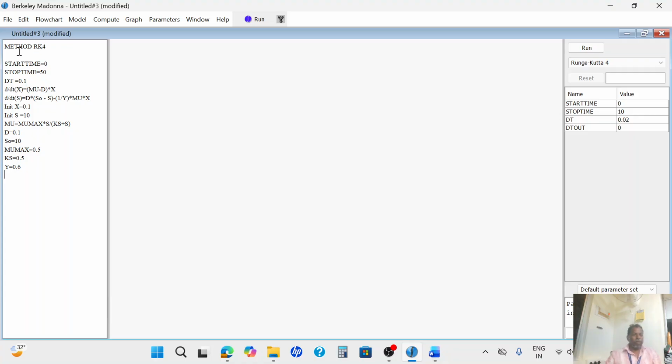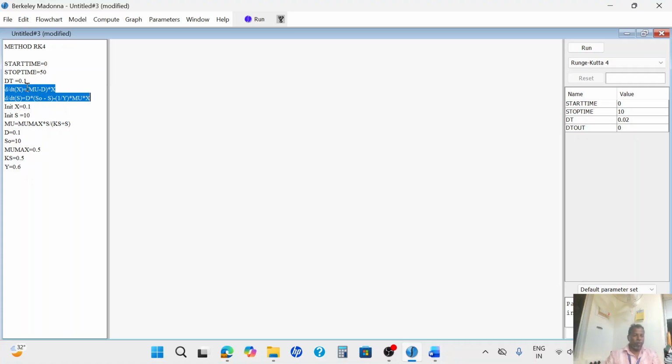So all these four lines are built-in conditions. The method is RK4, which is going to be the default value. Then start time is 0, stop time is 50, and the differential time is set. Now dX/dt is mu minus D, times X. These are the theoretical models. Already it is there in the book.